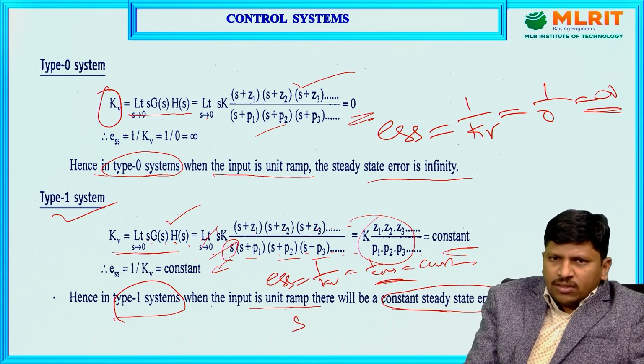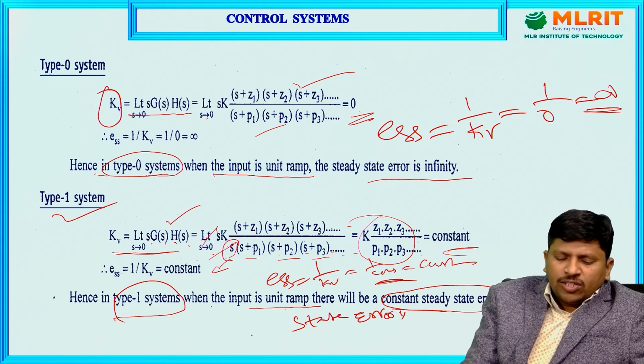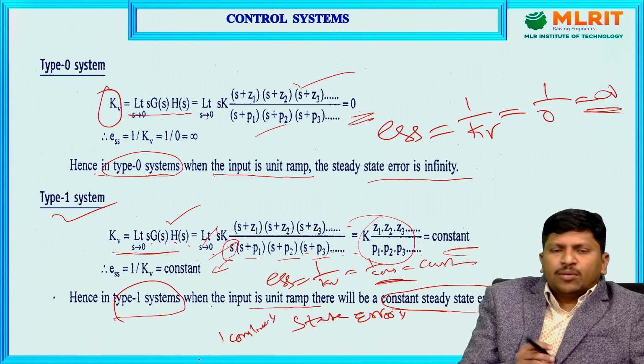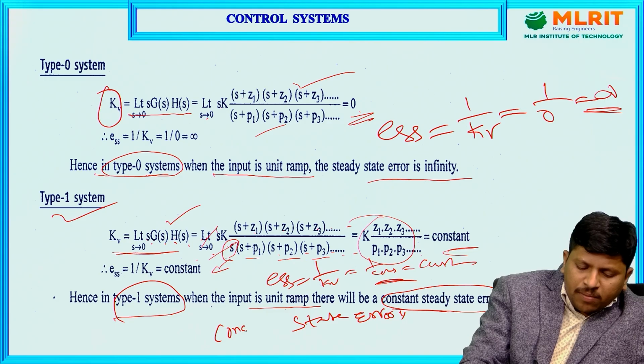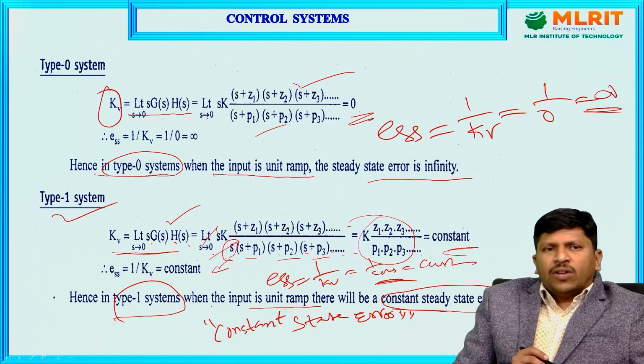Constant steady state error, for the type 1 system.